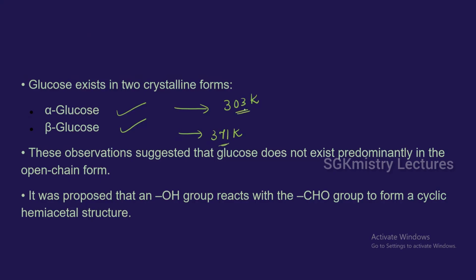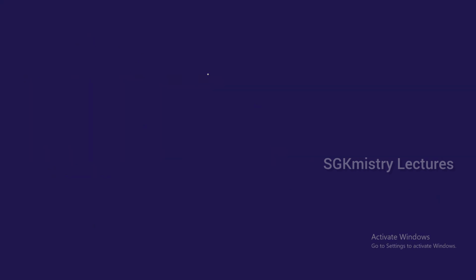So it was proposed that one of the OH groups may add to the CHO group and form a cyclic hemiacetal structure. The CHO group may not be free, which is why the 2,4-DNP and Schiff's tests all gave negative results. So one of the OH groups reacts with the CHO group of glucose to form a cyclic structure, called the hemiacetal structure. Let us look into how to write this.